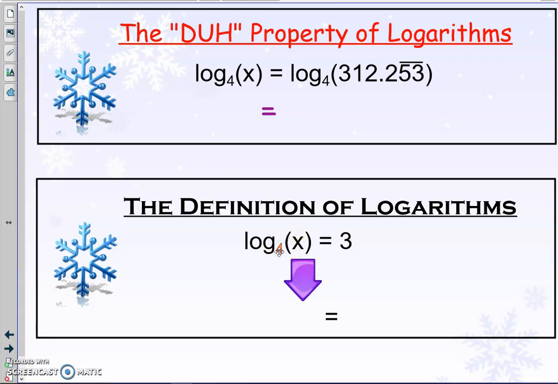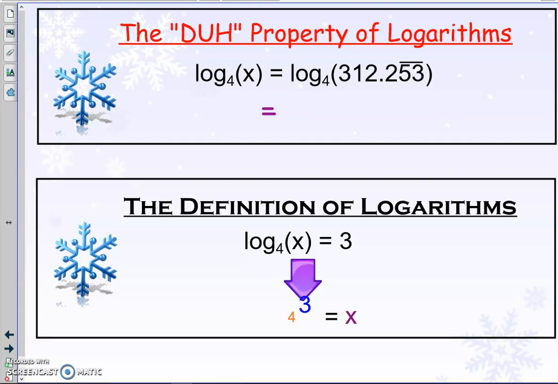Remember, my base is 4, my number is x, and 3 represents my exponent. So I can say this is 4 to the third power equals x. So 4 times 4 times 4, 16 times 4, 64 is what x is.